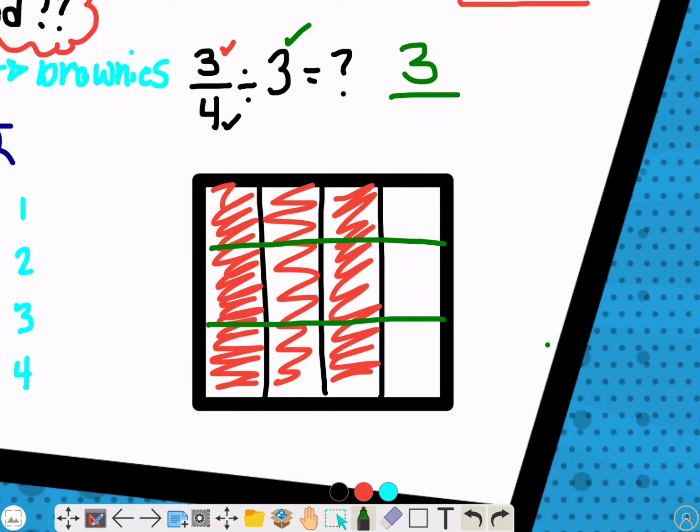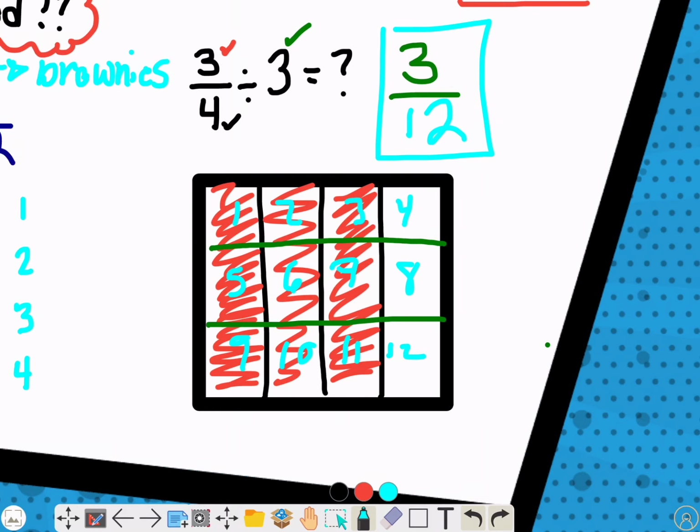And now my brownie pan, if I count up my cuts, there's 1, 2, 3, 4, 5, 6, 7, 8, 9, 10, 11, and 12. There's 12 in this one too. So 3/12 would be my answer.